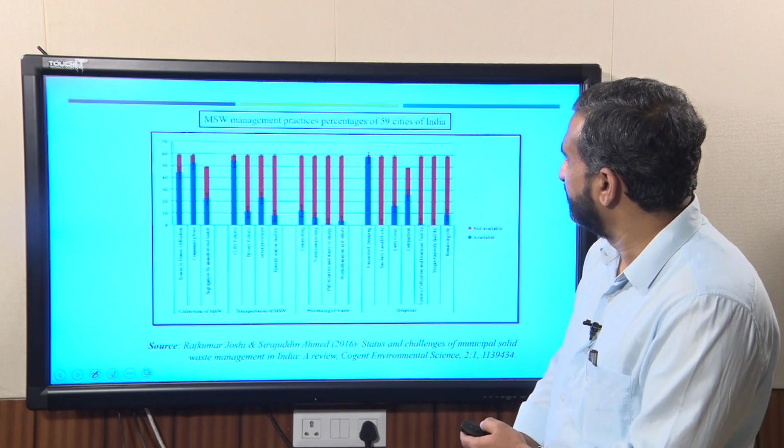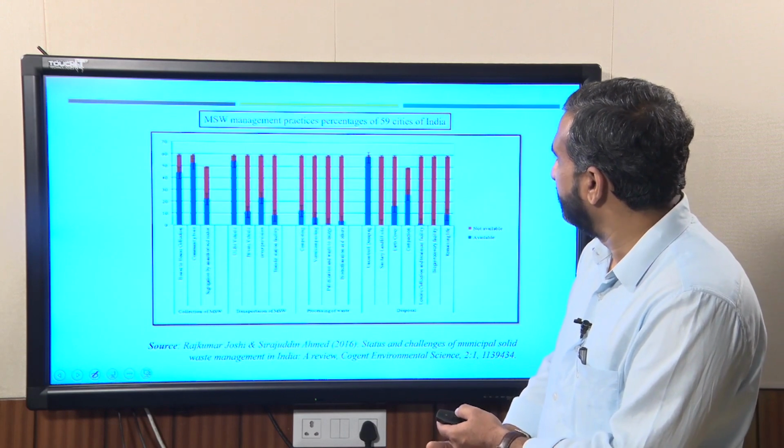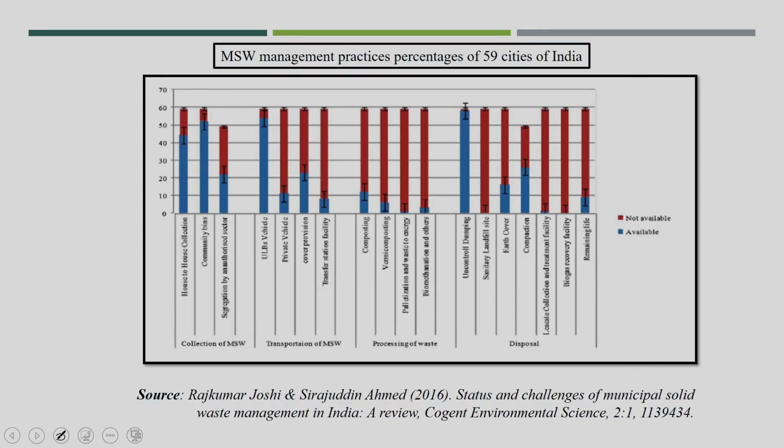Now here see some of the management practice percentages of 59 cities of India. You can see the house to house collection system is in more than 45 cities out of 59 cities.